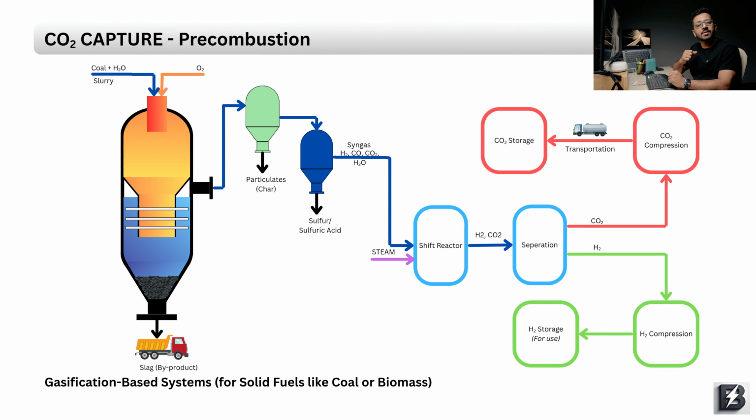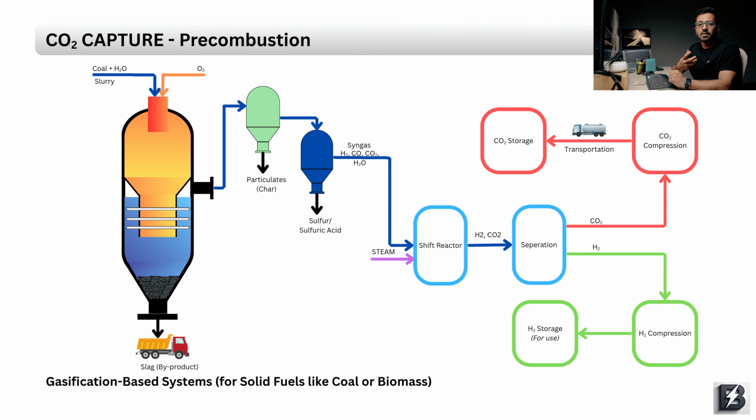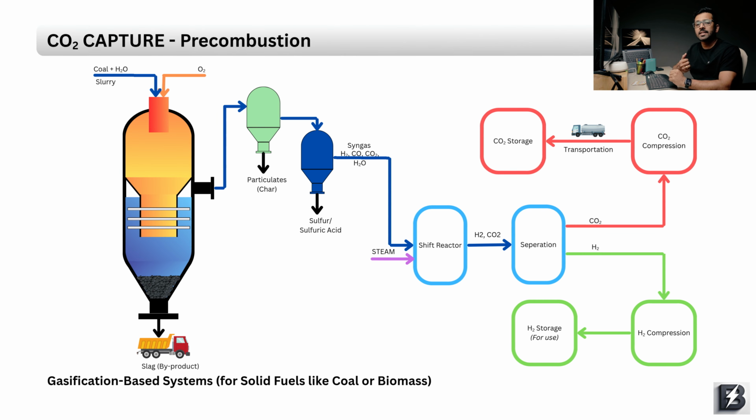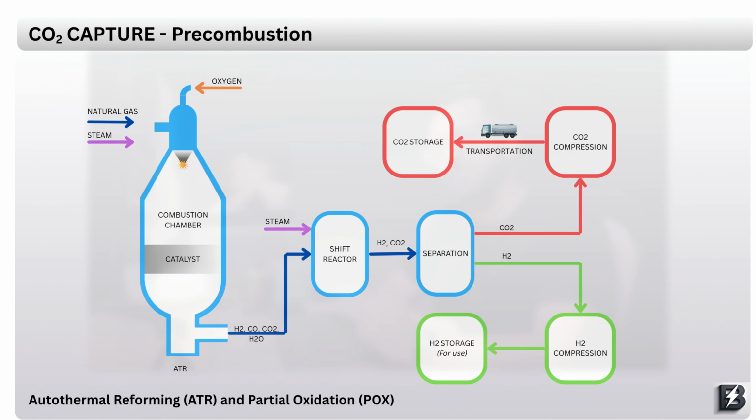And here's an interesting twist. If biomass is used as a fuel, this process can actually lead to net negative emissions. The downside? These systems are expensive, complex, and best suited for large-scale plants. They are very difficult to retrofit into existing facilities. Now let's look at the more compact pre-combustion options.